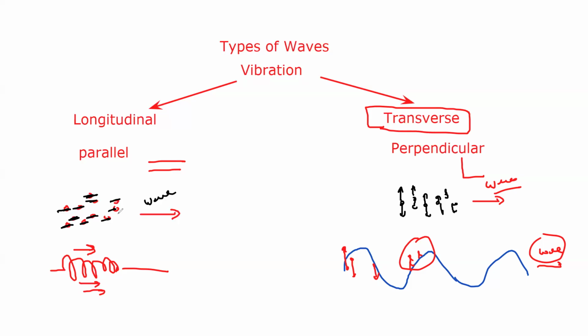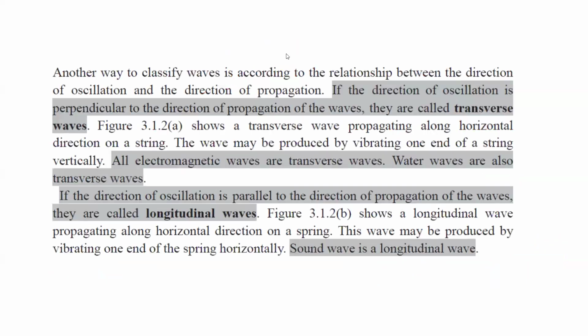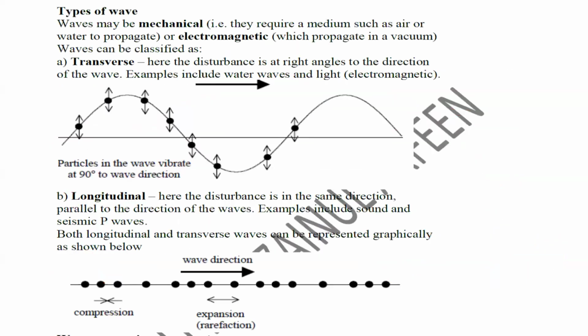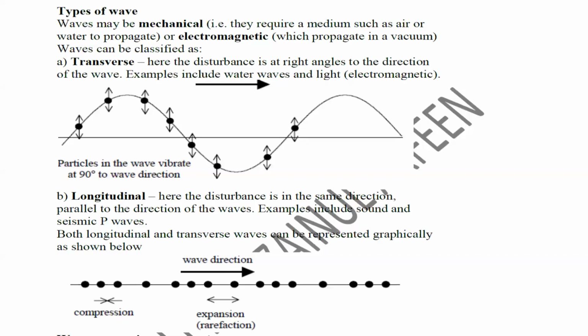As you can see here, the vibration is perpendicular to the direction in one case and parallel to the direction in the other. So one is longitudinal, another one is transverse. Different examples are given, like sound waves or the seismic P waves, the pressure waves, which are longitudinal. All electromagnetic waves and the seismic S waves are transverse.